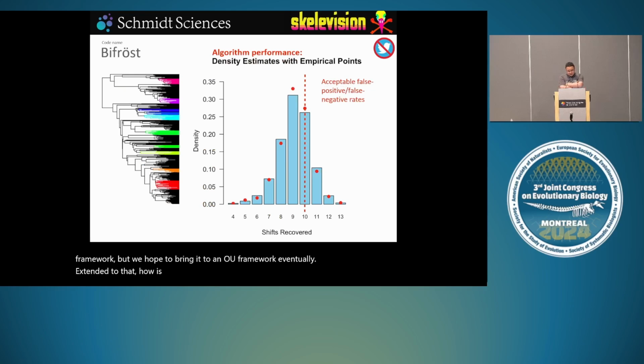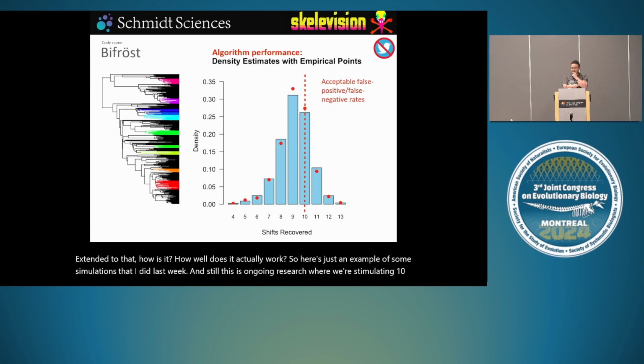How well does it actually work? So here's just an example of some simulations that I did last week, and this is still ongoing research. Here we're simulating 10 independently derived shifts in the phenotype variance-covariance matrix.